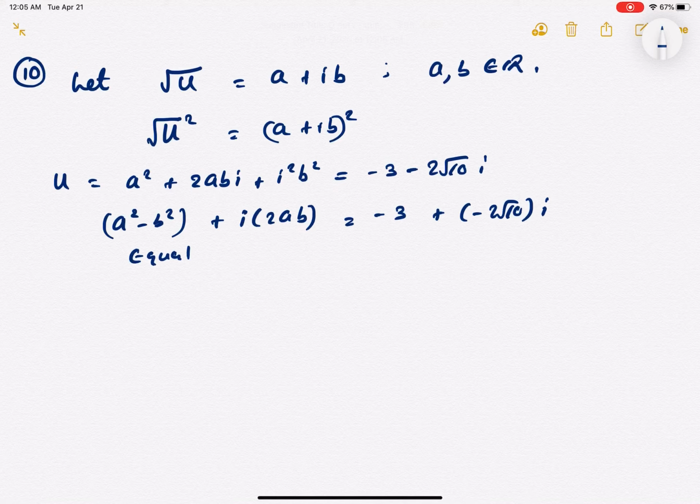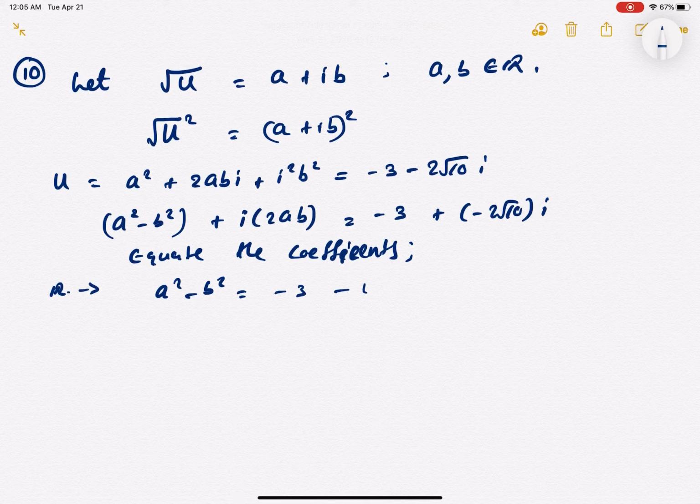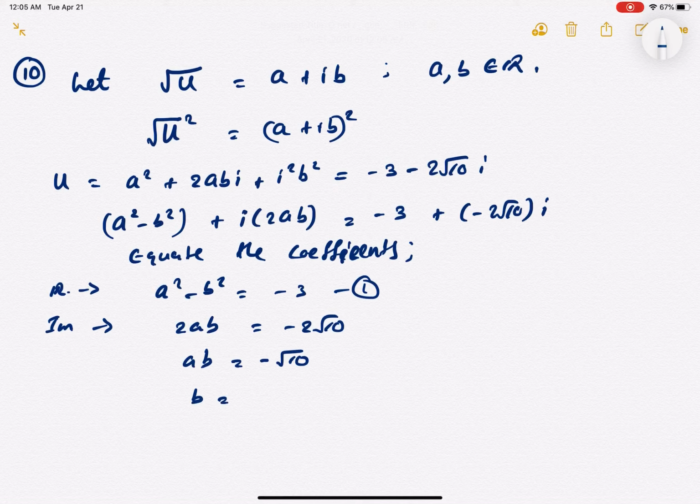Now I'm going to equate the coefficients. Equating the coefficients, let me take the real part. So a square minus b square is equal to minus 3. That's equation number 1. My imaginary part, 2ab is equal to minus 2 root 10. So therefore ab equals minus root 10. So my b is equal to minus root 10 divided by a. So let me go further. b is minus root 10 over a, and in my first equation, a square minus b square, where b square is going to be 10 over a square, is equal to minus 3.